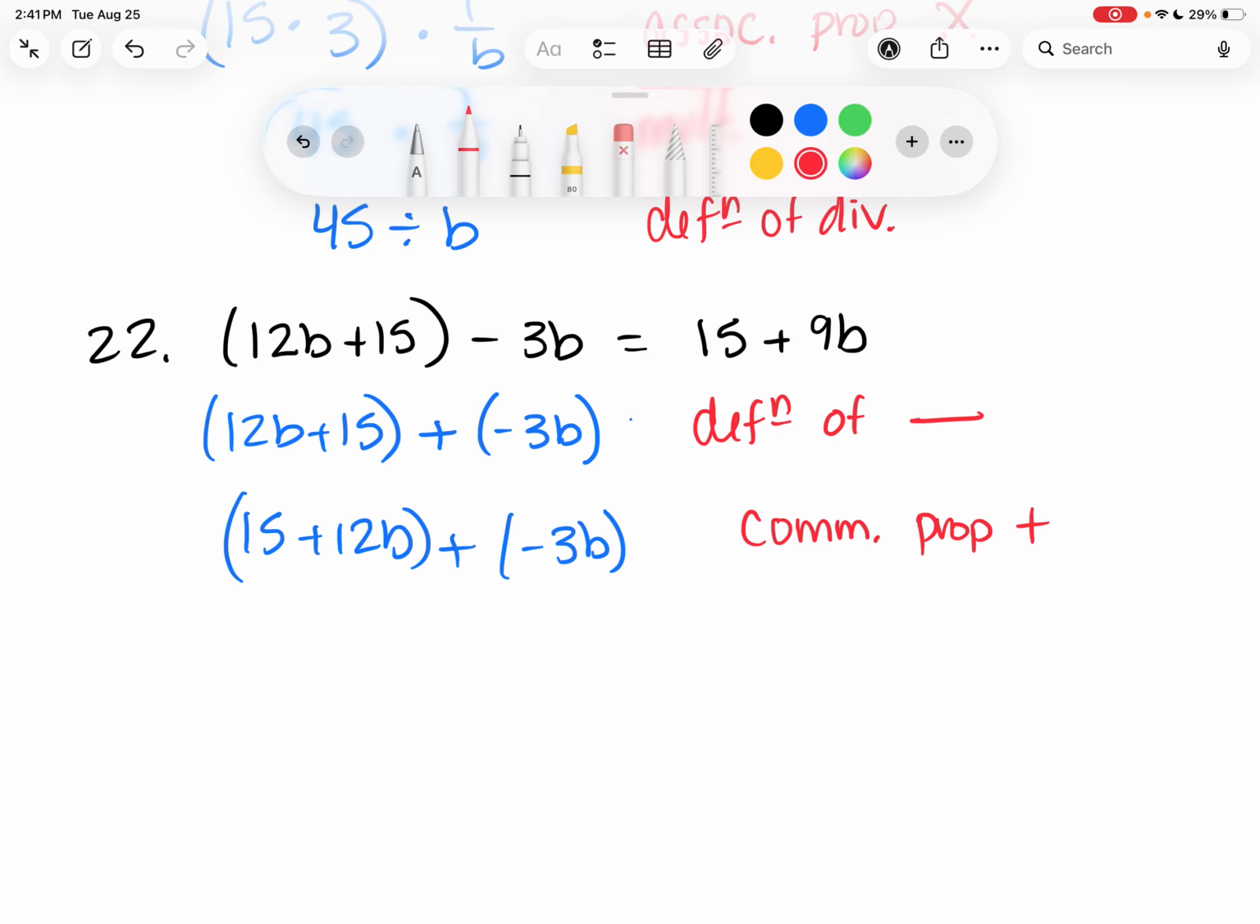All right, now I can regroup this. Realistically, this is just a term by itself because we're plus a negative. That's why it's in parentheses. But I'm going to regroup this and take this parentheses and move it over here. So I'm going to end up with 15 plus parentheses 12b plus negative 3b in parentheses. What allows me to swap those?